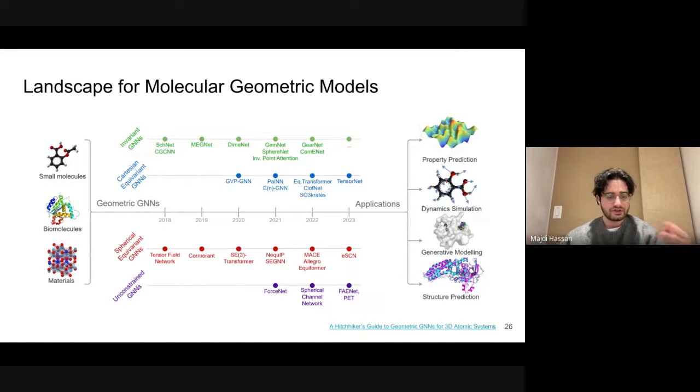These invariant GNNs take advantage of all these properties and incorporate them into their message passing step, which bakes the symmetry into the model. Therefore, it becomes rotationally invariant for the case of property prediction, or rotationally equivariant in the case of the dynamical simulations.